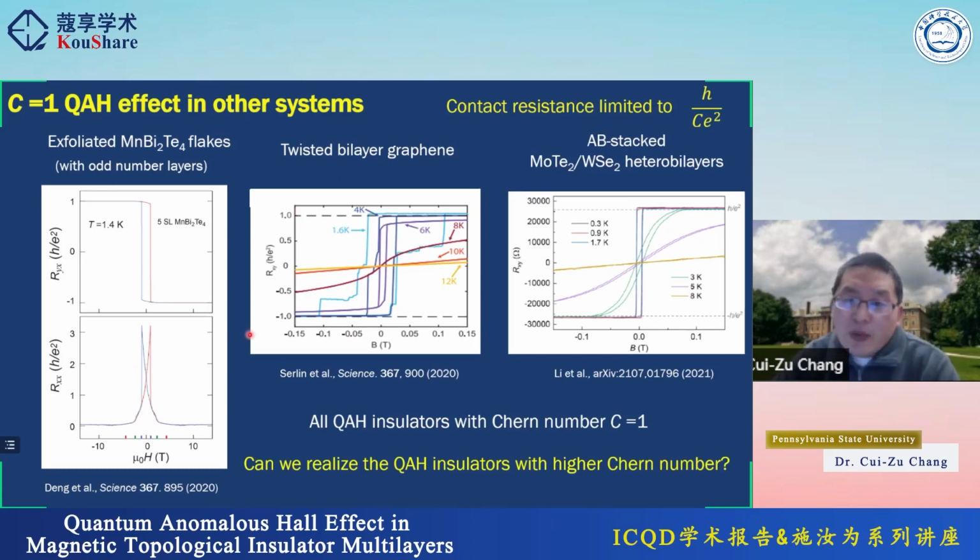Although in a quantum anomalous Hall insulator the chiral edge state is dissipationless, if we put on a normal metal contact, there is still contact resistance. This contact resistance is h over C e squared. So if we want to reduce the contact resistance, we must increase C. If we increase C, we usually call it a high Chern number quantum anomalous Hall insulator with multiple chiral edge channels.